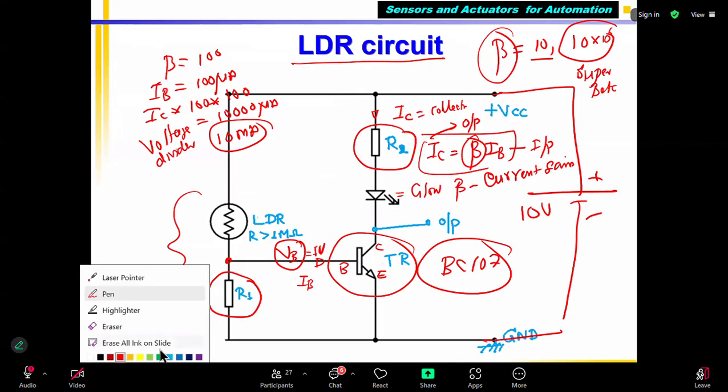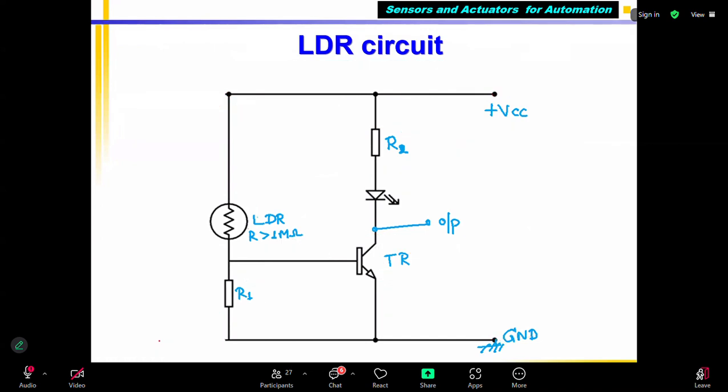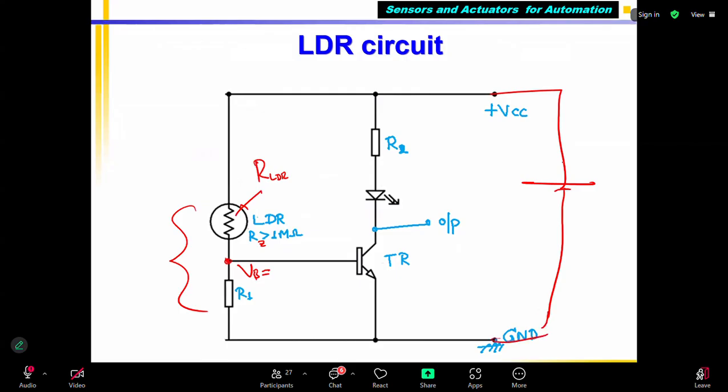Okay. In what way is it useful for an LDR? Correct? We know that this resistance, I call the LDR resistance, RLDR. I call this R1. The voltage at this point, I say VB, equal to the supply voltage. What voltage am I giving here? 10 volts. Note down, I have given 10 volts. The same voltage is applied through the resistor to the collector. This is my emitter terminal. This is the base terminal.